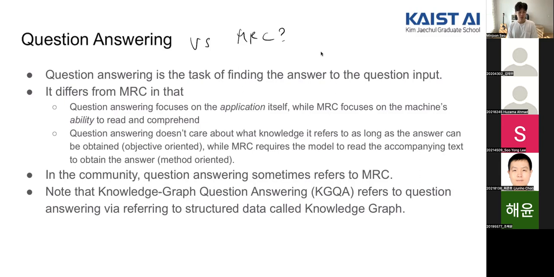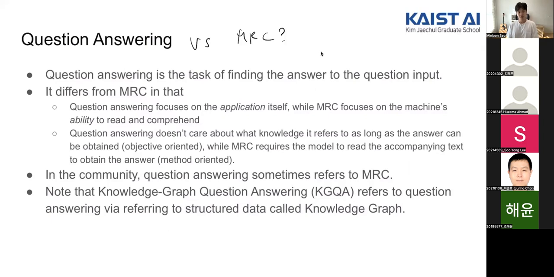So question answering, it's very apparent to define it as the task of finding the answer to the question input, right? And machine reading comprehension by definition is really about whether a machine can actually read something and comprehend. So I think it's good to think of it this way. Question answering really focuses on the application itself, because the success of question answering depends on whether the model can successfully answer the question, which is really application. Whereas MRC really focuses on the machine's ability to read and comprehend. So it's more of a scientific thing. MRC focuses on whether the machine has actually understood. And maybe some people will say a model can still answer questions, but maybe it has not understood the documents. And of course, there is no way to really prove or disprove it, but you can think of that as the difference in nuance, right?